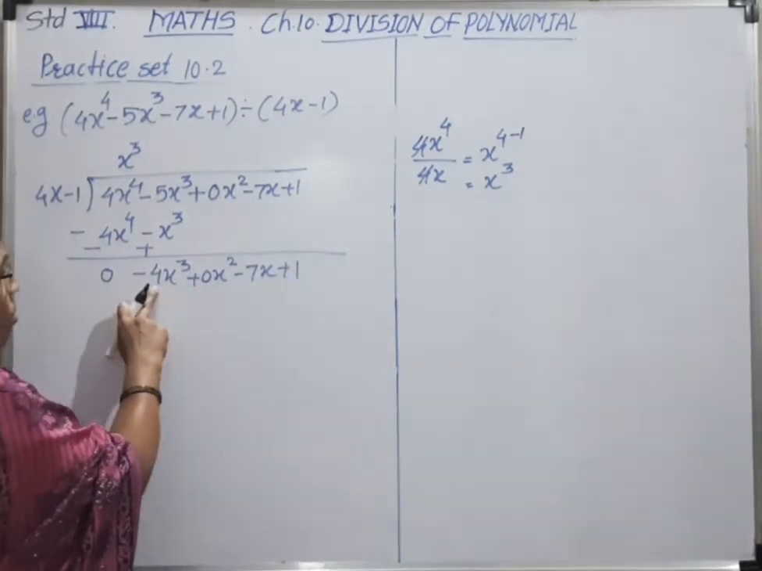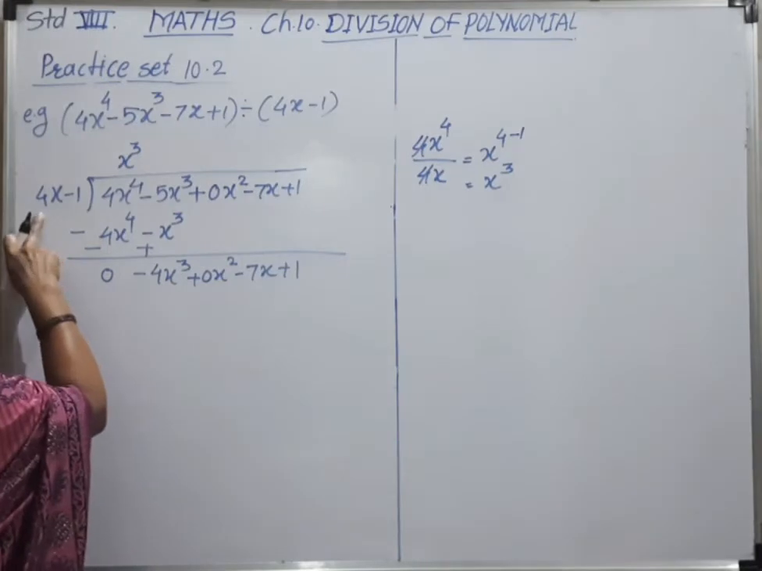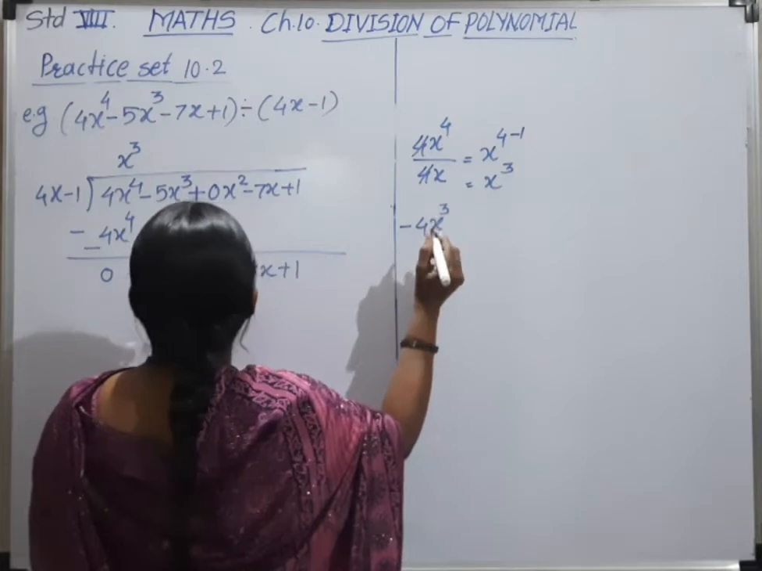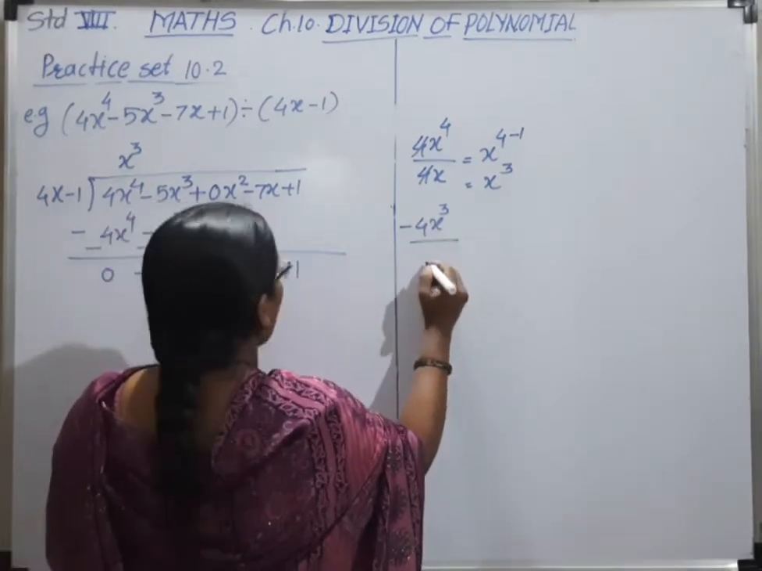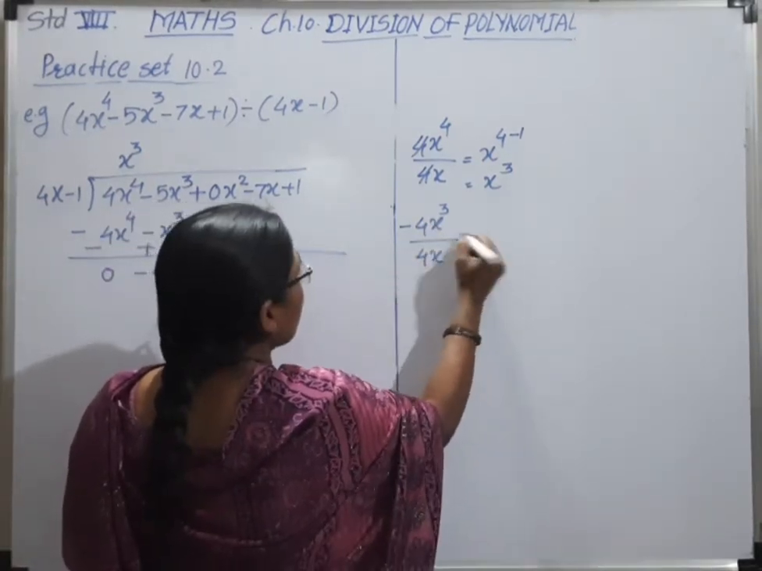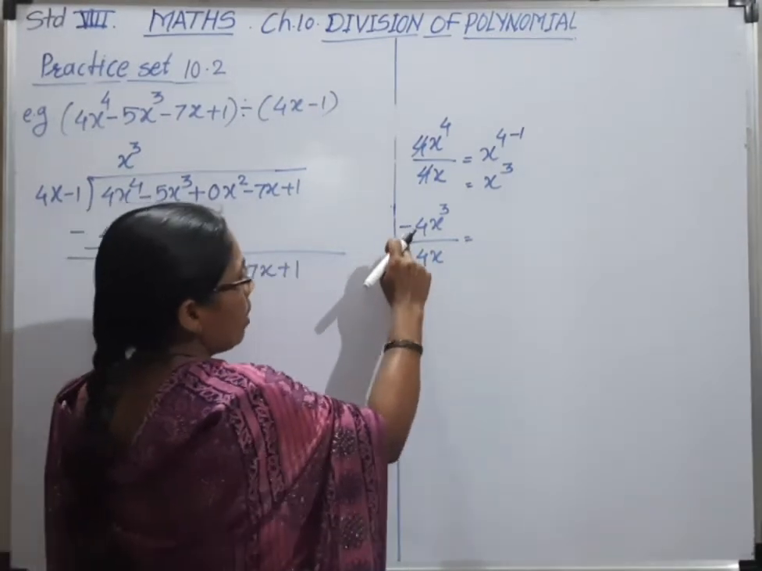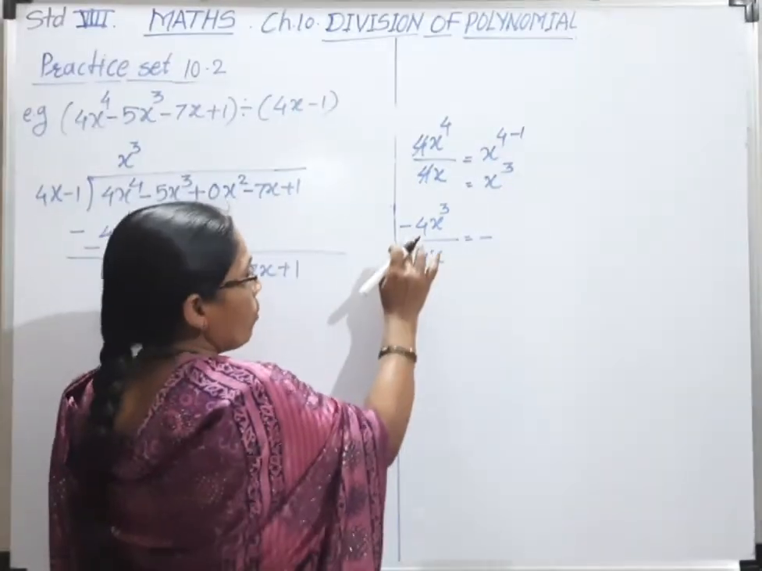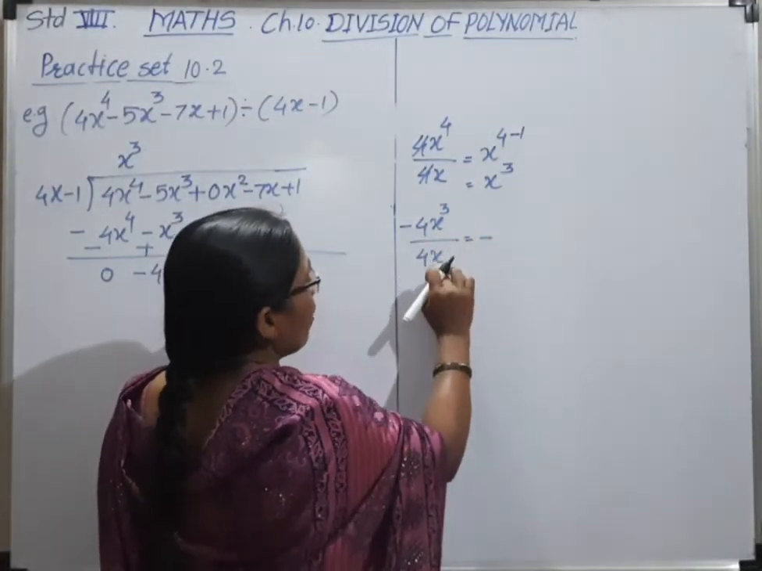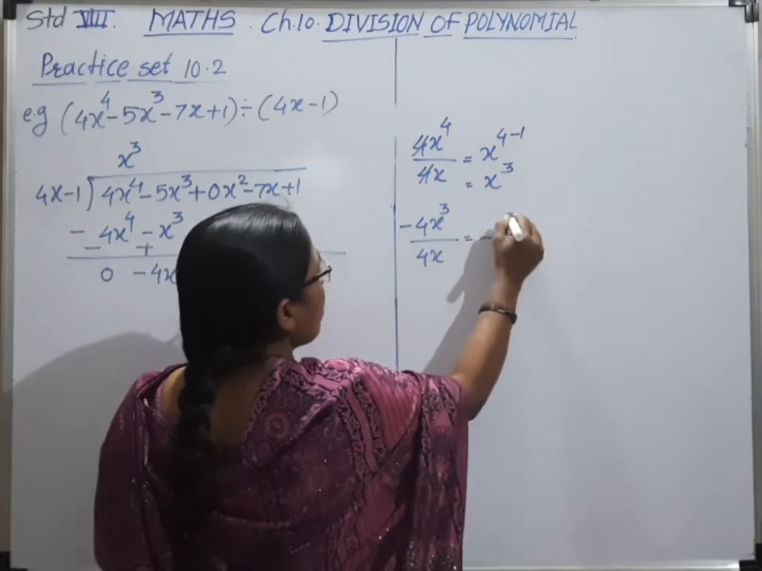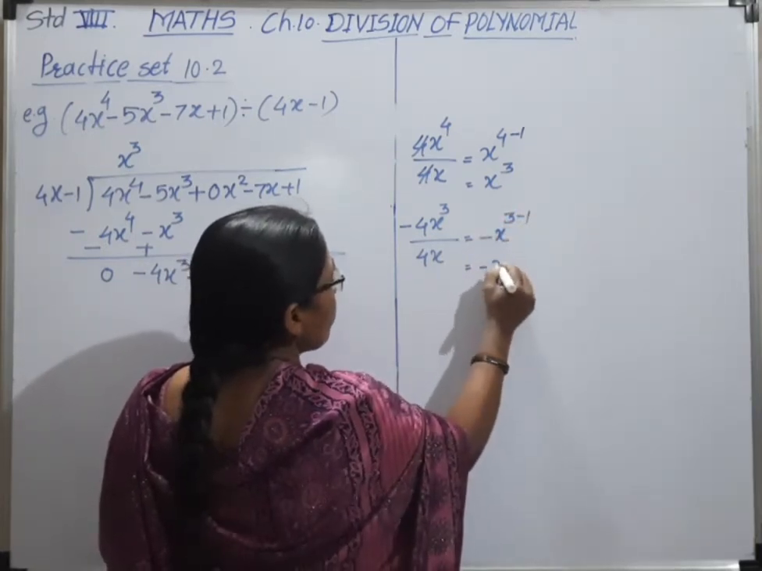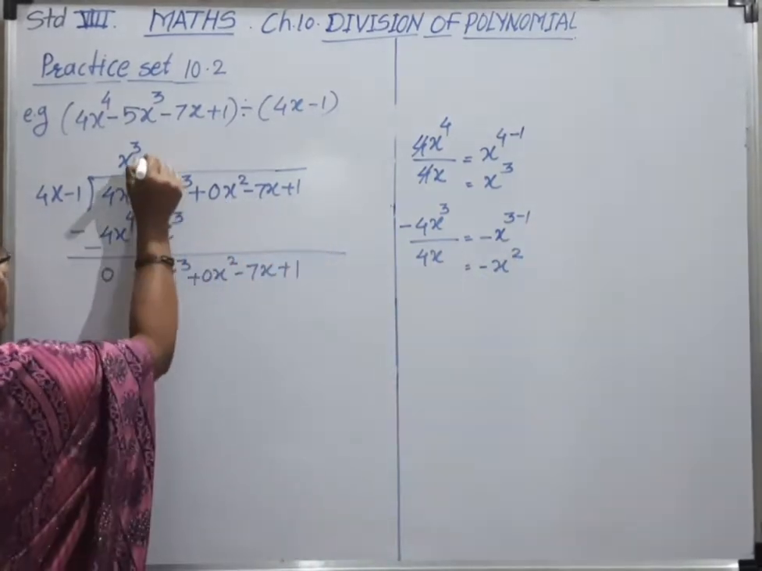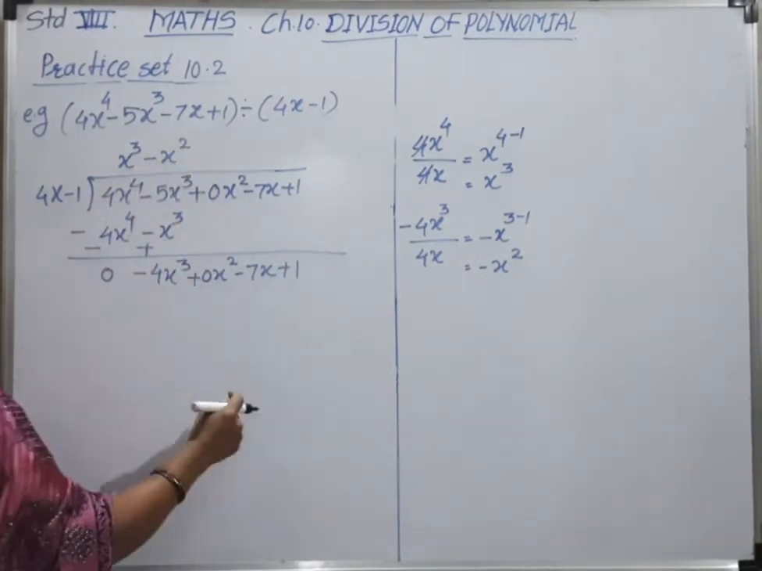Now the first term of this divided by the first term of the divisor. So minus 4x cube divided by 4x. Minus divided by plus gives minus. 4 ones are 4, so it will cancel. x raised to 3 divided by x is x raised to 3 minus 1, which is 2. So here it will come minus x square.